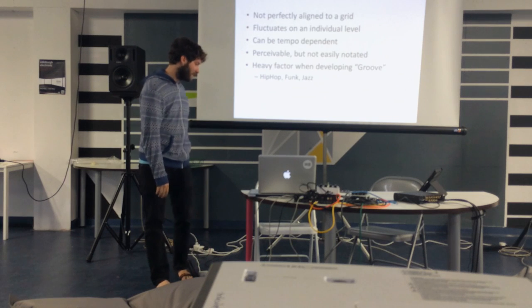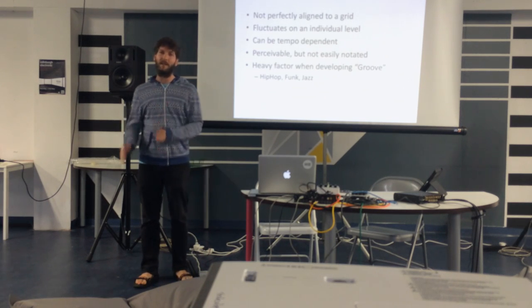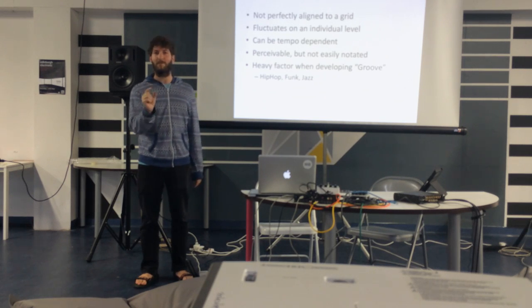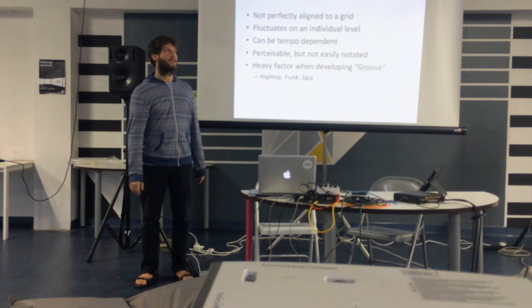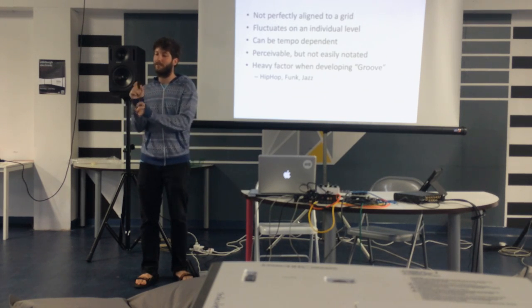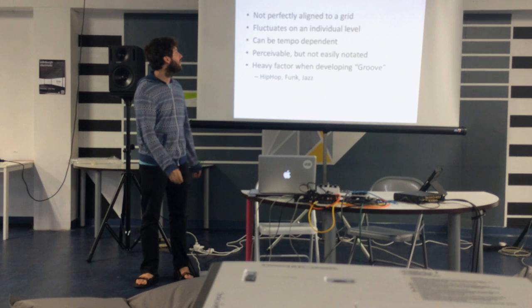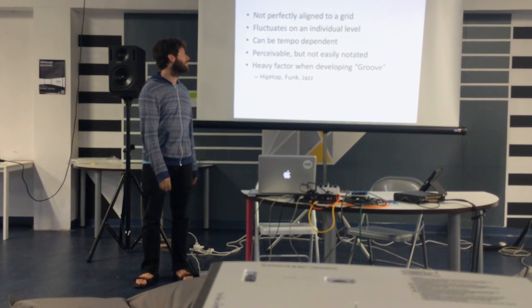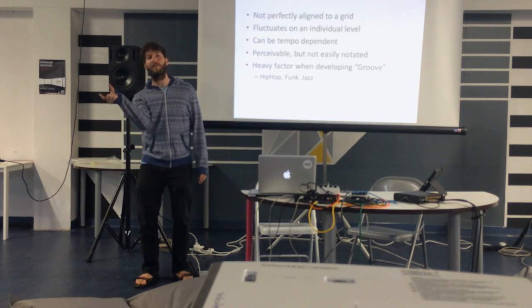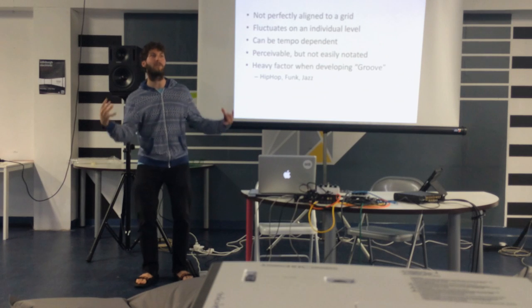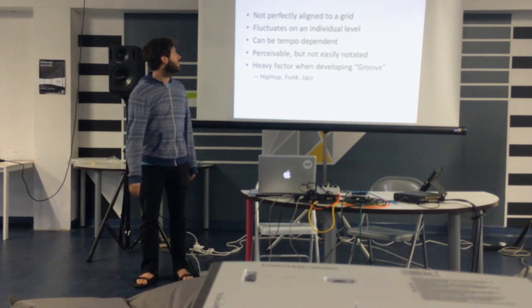Microtiming is when you are sequencing things, not having them perfectly aligned to a grid. Actually having fluctuations on individual event-by-event rhythm, so not having some kind of swing pattern, actually each note can be moved slightly. It can be tempo-dependent, so when it speeds up, you get less microrhythm and it becomes more snapped, or when you slow down, it becomes much more fluctuated.